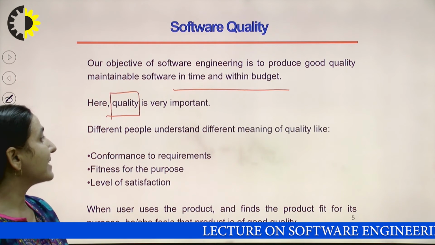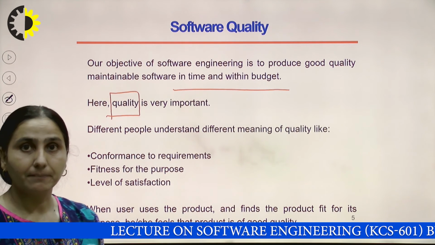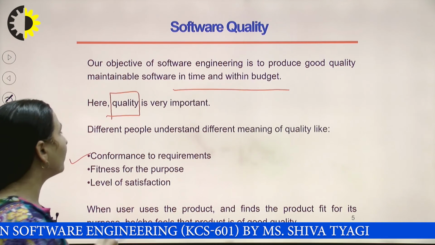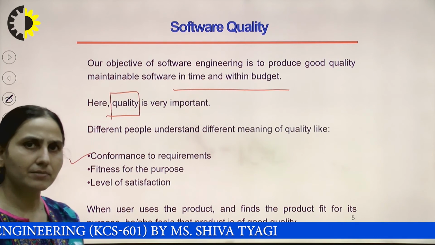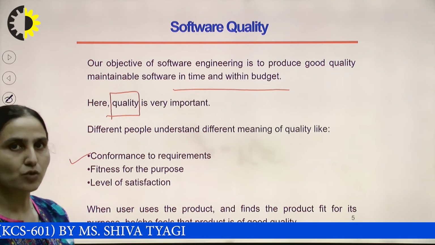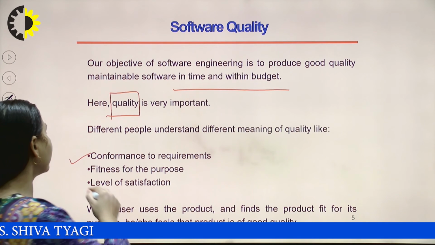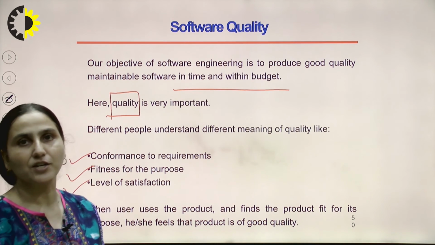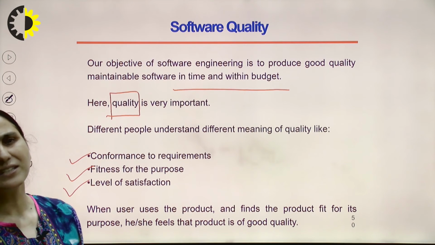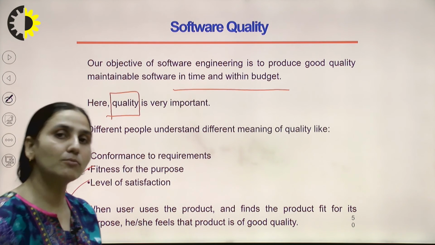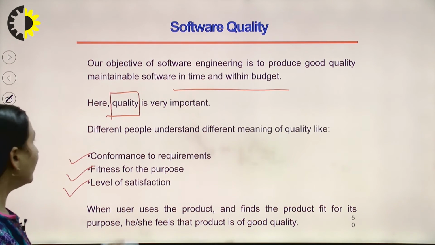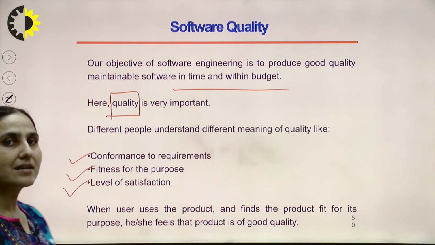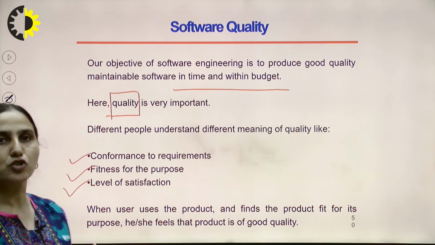Different people understand different meanings of quality based on their thinking. Some think that it is simply the conformance to a type of requirement. Some say that it is the fitness for the purpose. Some say that it is the level of satisfaction. The more we are satisfied, the more qualitative a product we can say it is. So, different people have different meanings of quality.